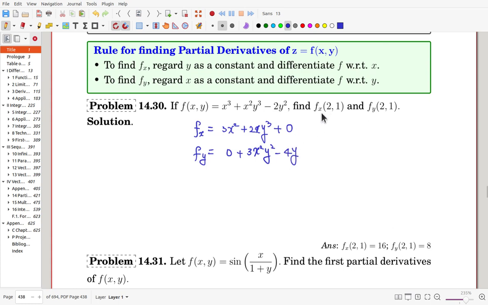Now, we have to evaluate at (2, 1), x is 2, y is 1. Evaluating f sub x at (2, 1): x is 2, so that is 12, plus 4 times 1 is 4, so that is 16. Now x is 2, y is 1 for f sub y, that is 12 minus 4, so that is 8, right?